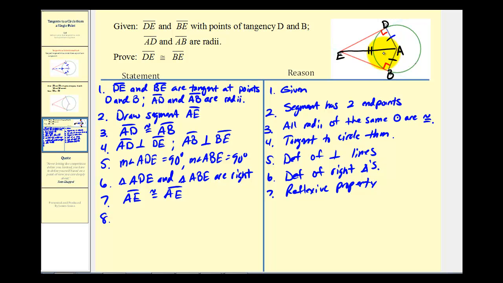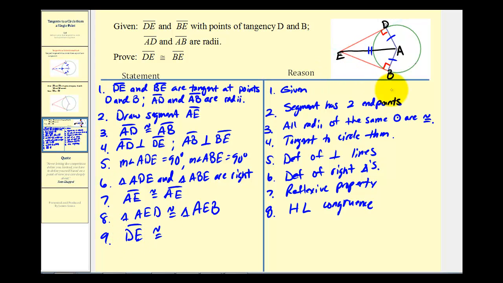So these two smaller right triangles are congruent. Triangle AED is congruent to triangle AEB. Again, this is by hypotenuse leg congruence. So because we have congruent triangles, we know that corresponding parts are congruent. So we now have our proof. Segment DE is congruent to segment BE. And the reason is that corresponding parts of congruent triangles are also congruent.